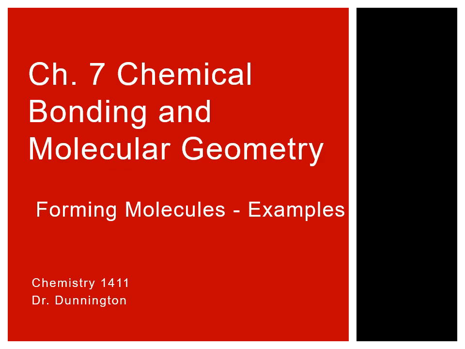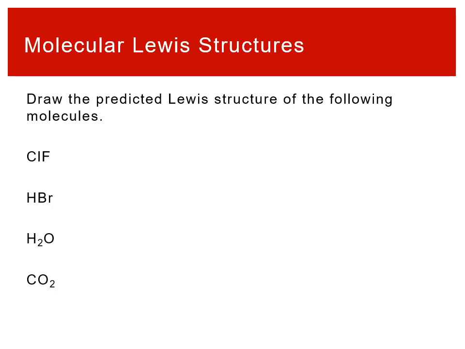Now that we've covered some of the theoretical ideas of how and why molecules form, some of these electron ideas, let's look at some examples of actually forming a variety of molecules. All right, so I have this basic idea of Lewis structures. What we want to be able to do now is predict Lewis structures.